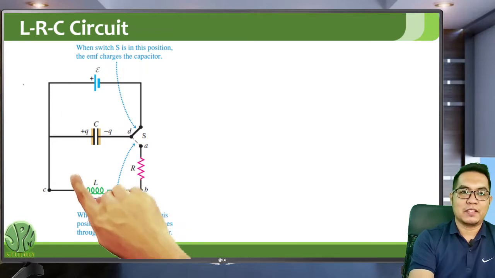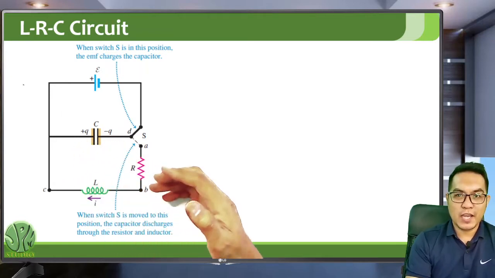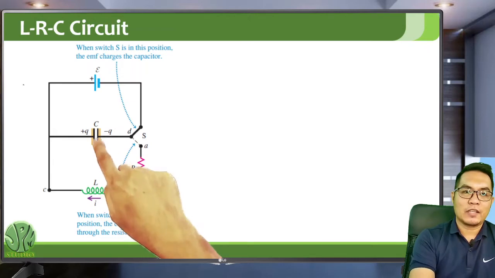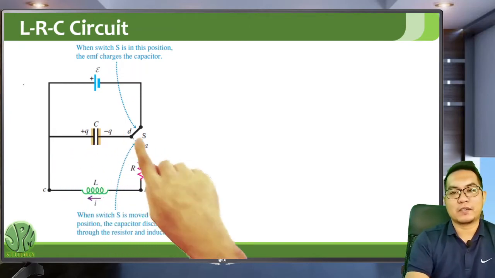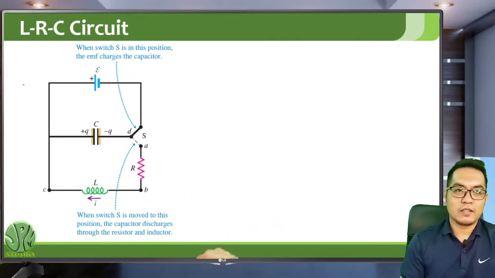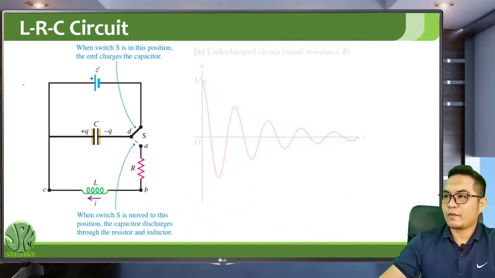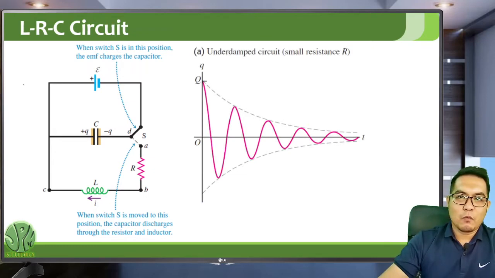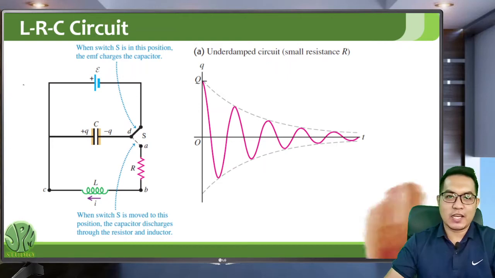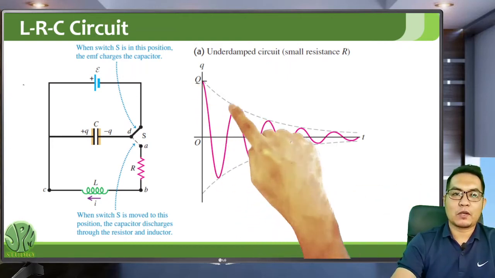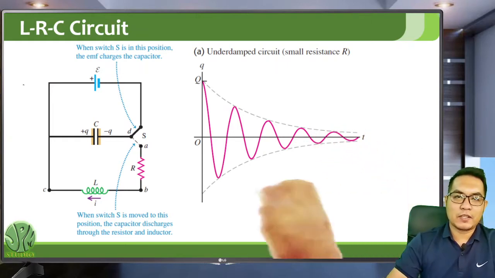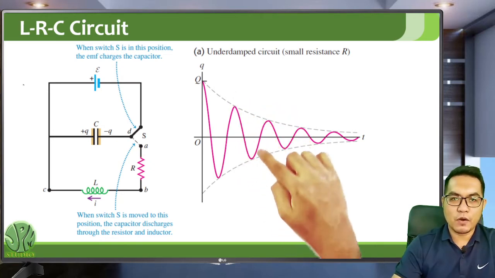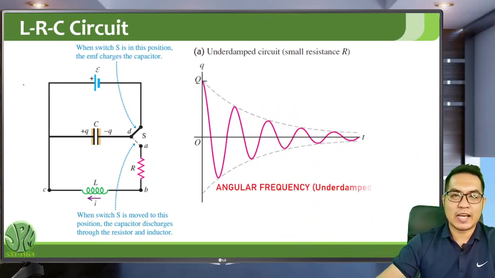Then the capacitor will now give energy to the resistor and to the inductor. And there will also be oscillations in this case because when some of the energy of the capacitor is in the inductor, then the inductor will now be charging the capacitor again, and the current will be oscillating. If the resistance is small enough, the oscillation will look like this. It's what we call an underdamped oscillation. It's oscillating with a certain frequency, but the amplitude of oscillation is decreasing.